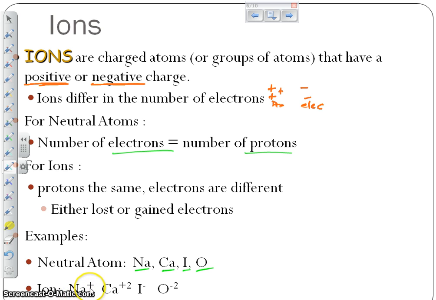Okay, so we've got sodium +1, or with a positive charge. Calcium with a positive 2 charge. And what this means is that we have 2 differences between the protons and the electrons. So this has 2 less electrons. We've got an iodine minus, or -1, or with a negative charge. Okay, and that means that we have 1 more electron. And this one means that we've got 2 more electrons with that oxygen.